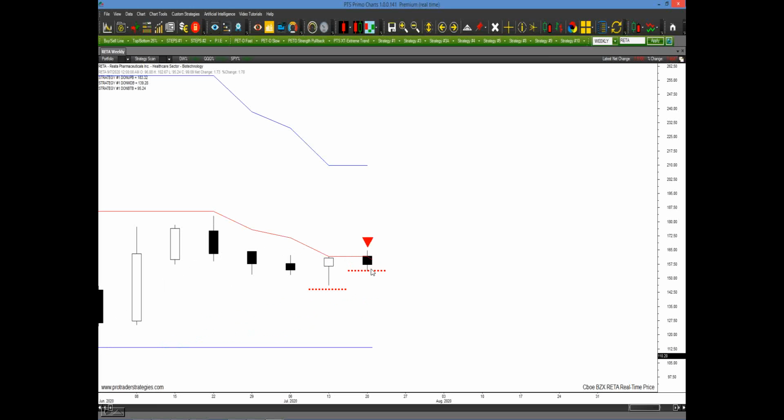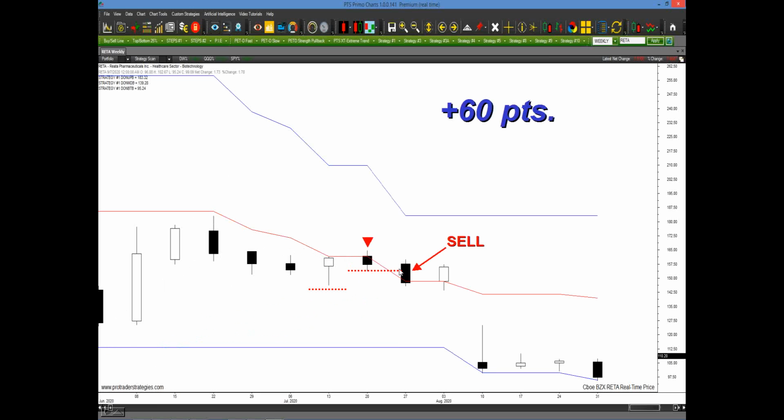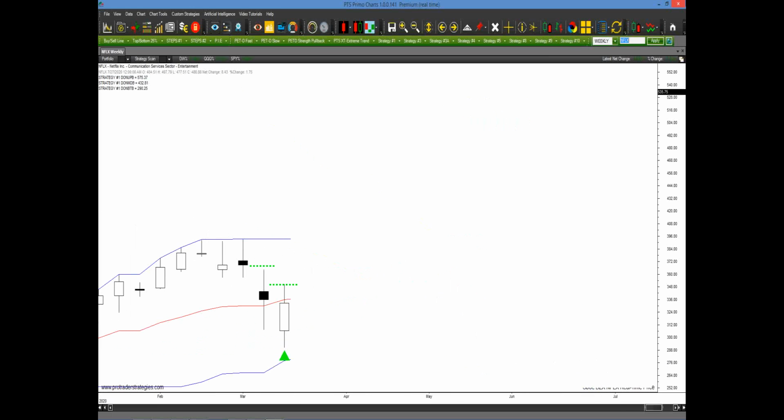So we would have originally entered here, but we never traded down there on this weekly bar, so we just raise it up here because this is valid. It's a valid sell signal. We enter the next week and potentially could have captured 60 points. Now look what happened here. We gapped down almost 50 or 60 points. You see how this works no matter if we're looking at daily bars or weekly bars.